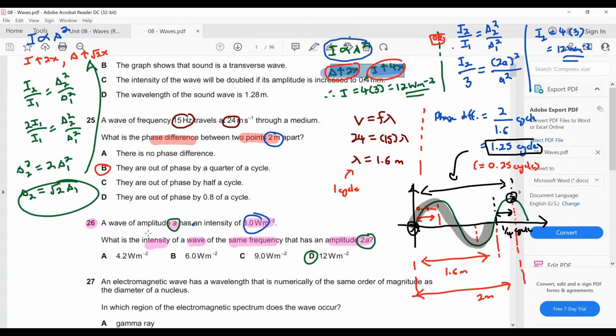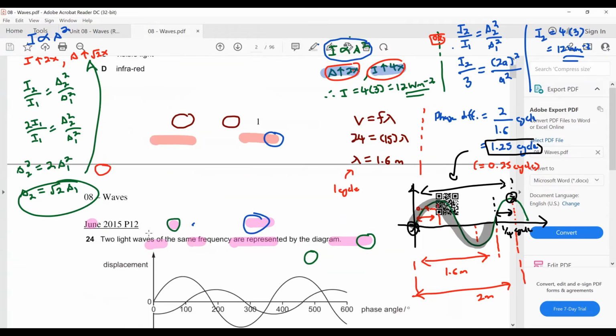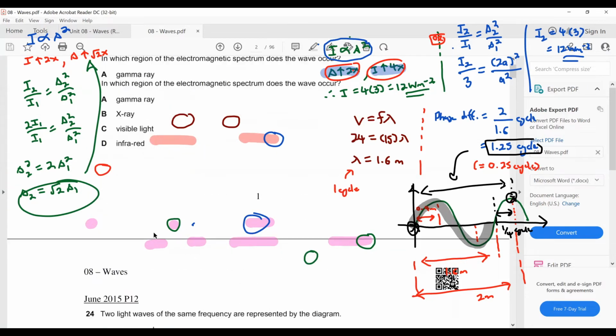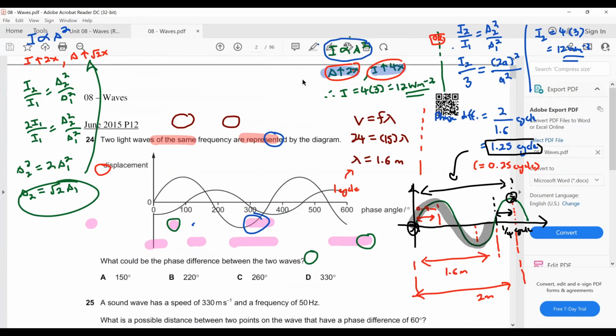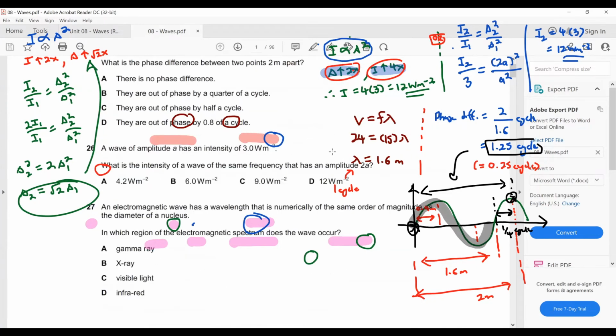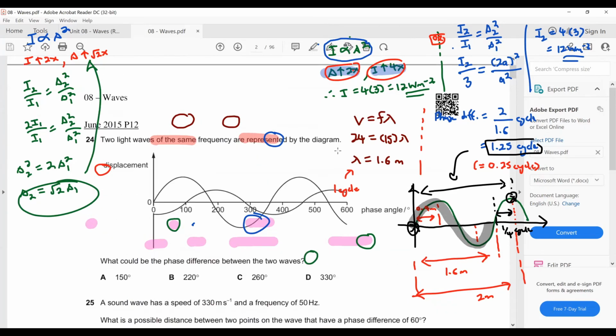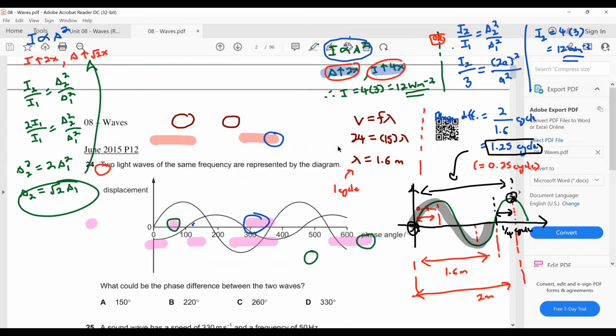Okay, so 26 is okay. Then after that, there's one part here. I think I'll just continue to do some more questions for you. Yeah, I think I'll just do a bit more.